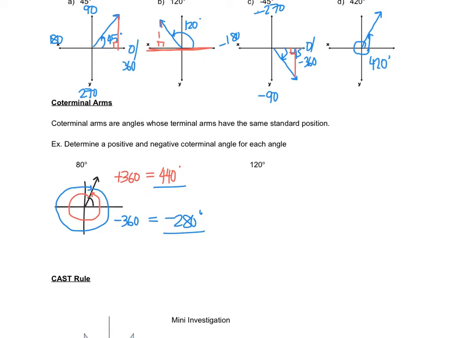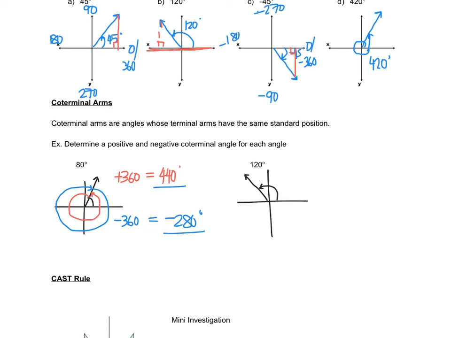And now let's try one more example. If you'd like, you can try this example on your own, pause the video, and then come back to check your work. But 120 degrees is going to be somewhere here between 90 and 180. So this right here is 120.